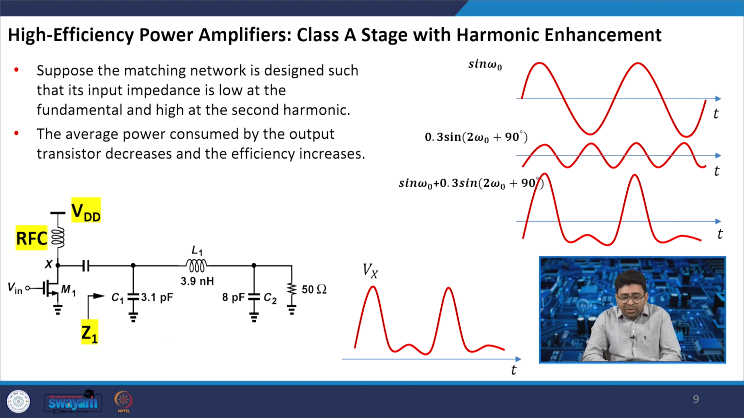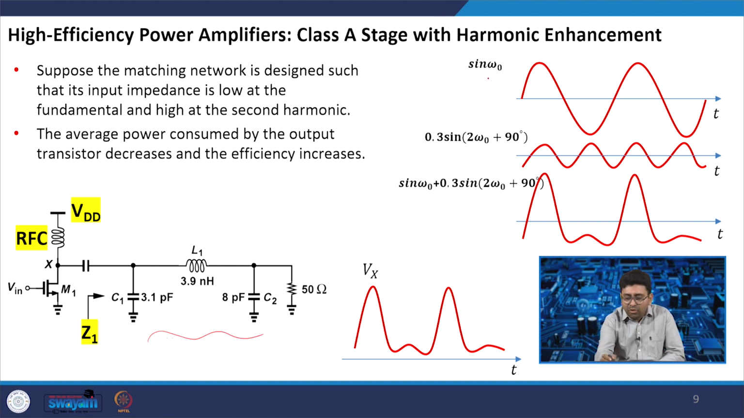So if we have a class A stage, let us say, and suppose the matching network is designed such that its input impedance is low at the fundamental and high at the second harmonic. So when the fundamental harmonic comes, the impedance Z1 is low, and for other harmonics the impedance will be high. So we need to properly design this impedance matching network.